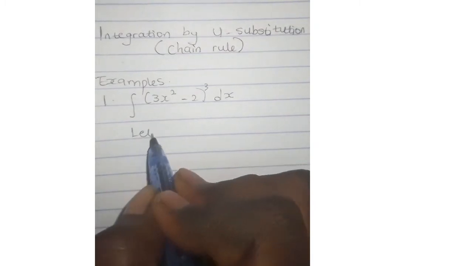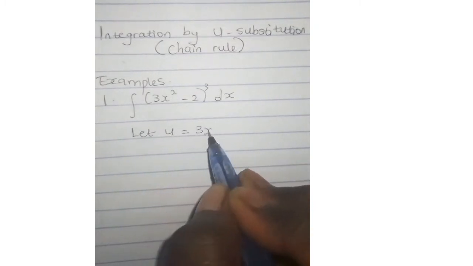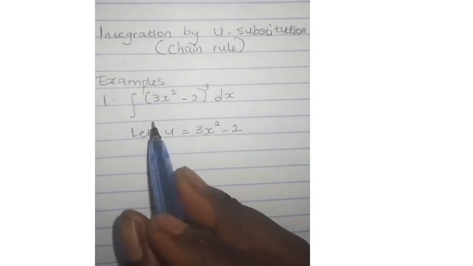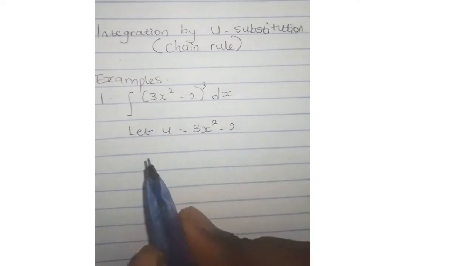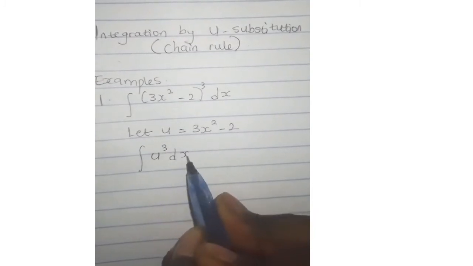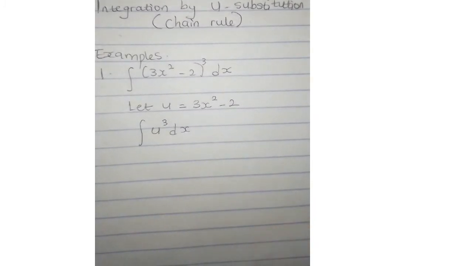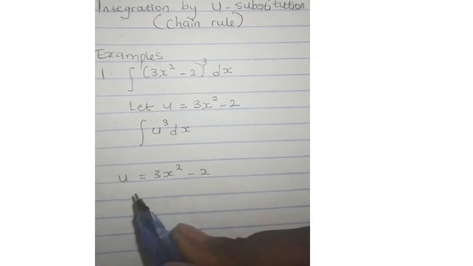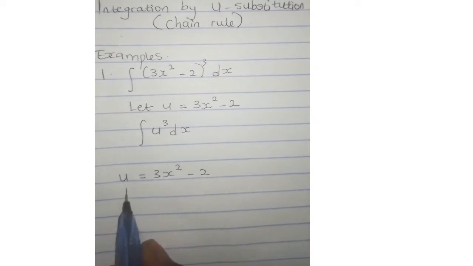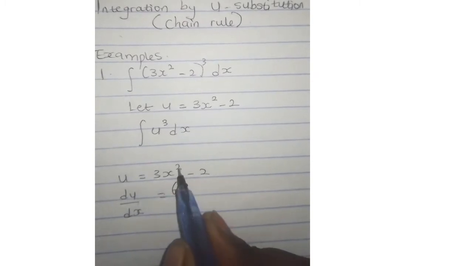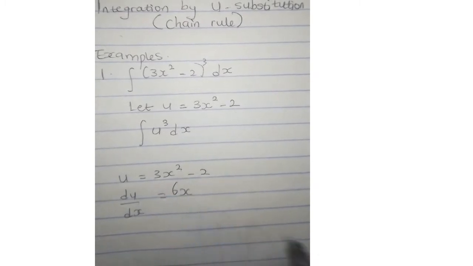So we're going to say let u be equal to 3x squared minus 2. So we can also rewrite this function as the integral of u to the power 3 dx. Recall that our u is equal to 3x squared minus 2, so we're going to differentiate this with respect to x. du dx is going to give us 2 multiplied by 3 is 6. Subtract 1 from the power is going to give us just 1, and when you differentiate a constant, it is 0.